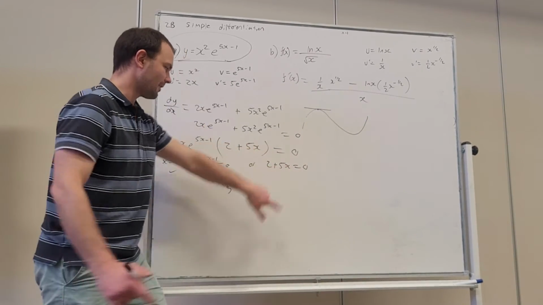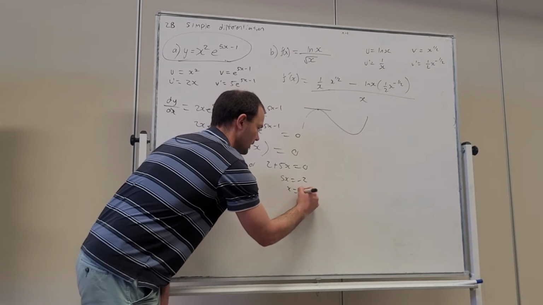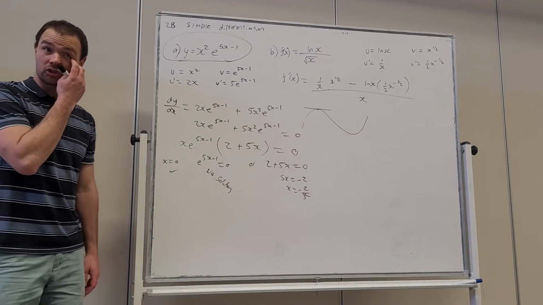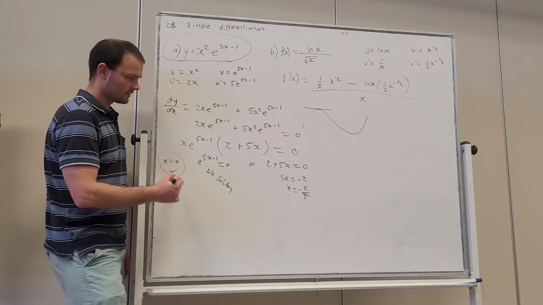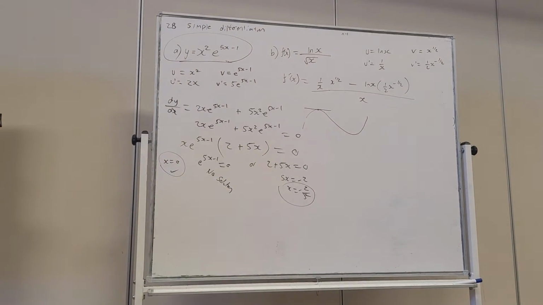And then 2 plus 5x is 0. This is a nice linear equation to solve. We've got 5x is minus 2, x is minus 2/5. So the function is horizontal, it has a slope of 0, at x is 0 and at x is minus 2/5. Okay?